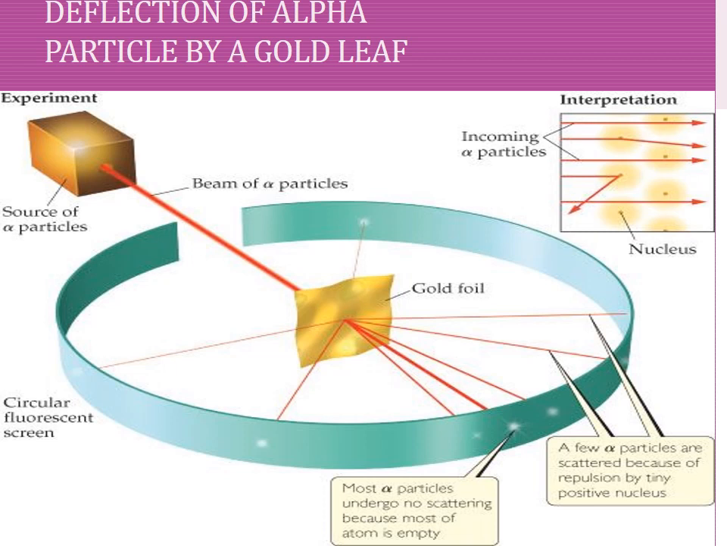Slightly deflected. Most alpha particles pass straight through the foil, going straight, not deflected. The luminescent, circular fluorescent screen detects the scattered alpha particles.